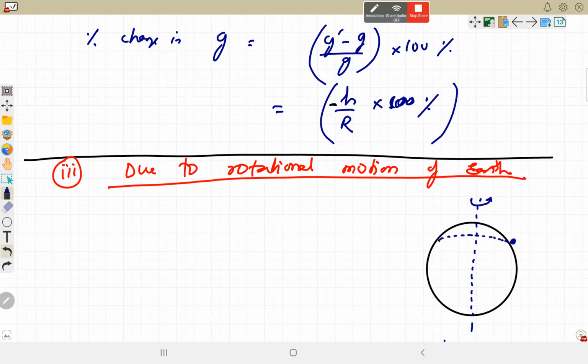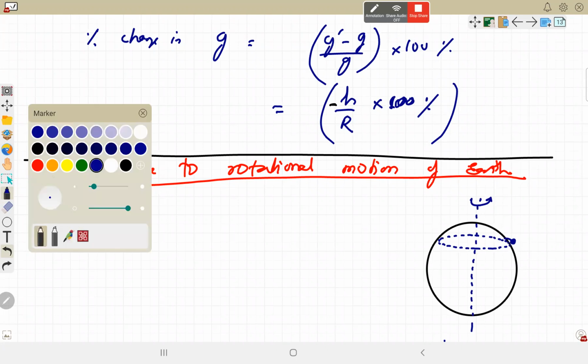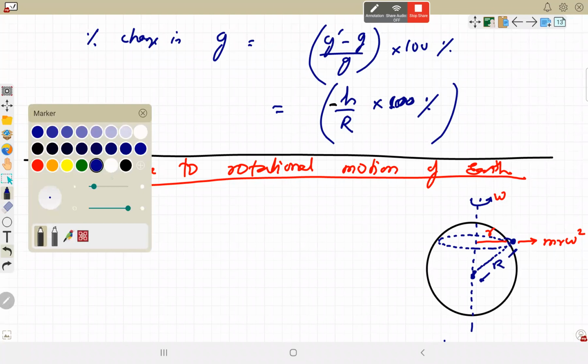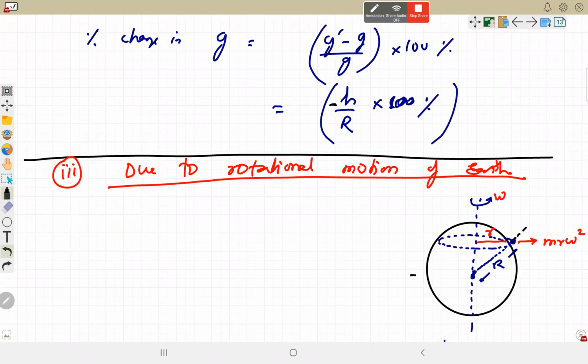So the particle that is moving on the circle has an acceleration toward the center, and there will be a centrifugal force outside. This is small r, m into r into omega square. Capital R is the radius. And for Earth, we represent positions in terms of an angle, the latitude angle. So this latitude angle is lambda. Lambda is the latitude angle. Here also it becomes lambda.